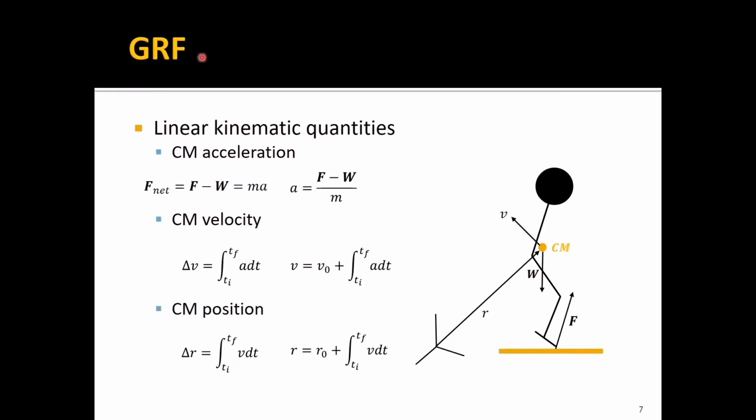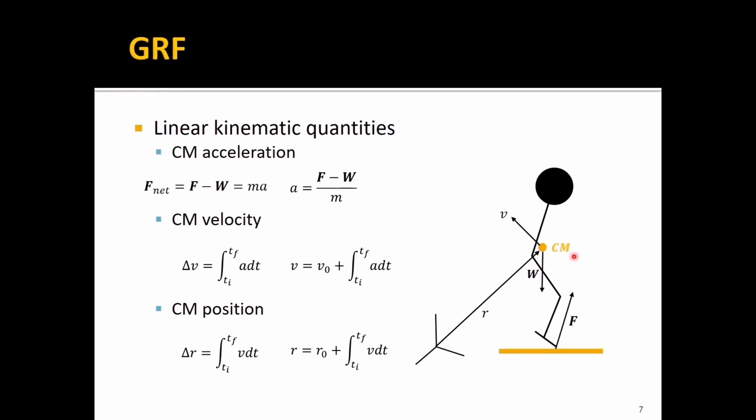And ground reaction force can be used to calculate some linear kinematic quantities, such as center of mass acceleration, center of mass velocity, and center of mass position. Here, cm is center of mass. Let me explain this free body diagram first. Here, F means vertical ground reaction force, and W means body weight. V means center of mass velocity. R means center of mass position relative to the origin.